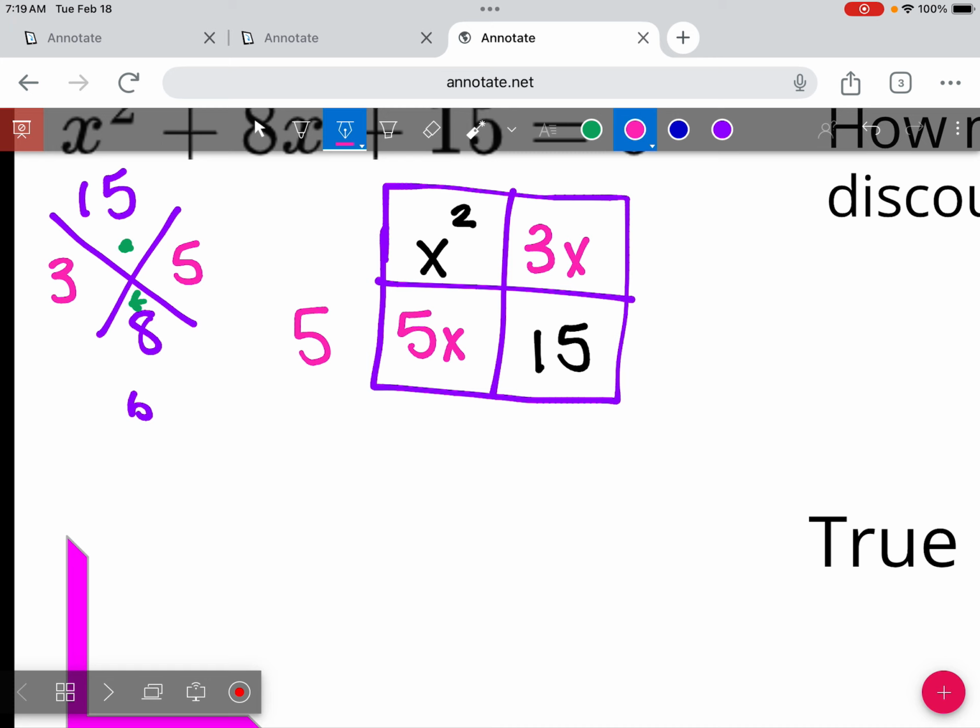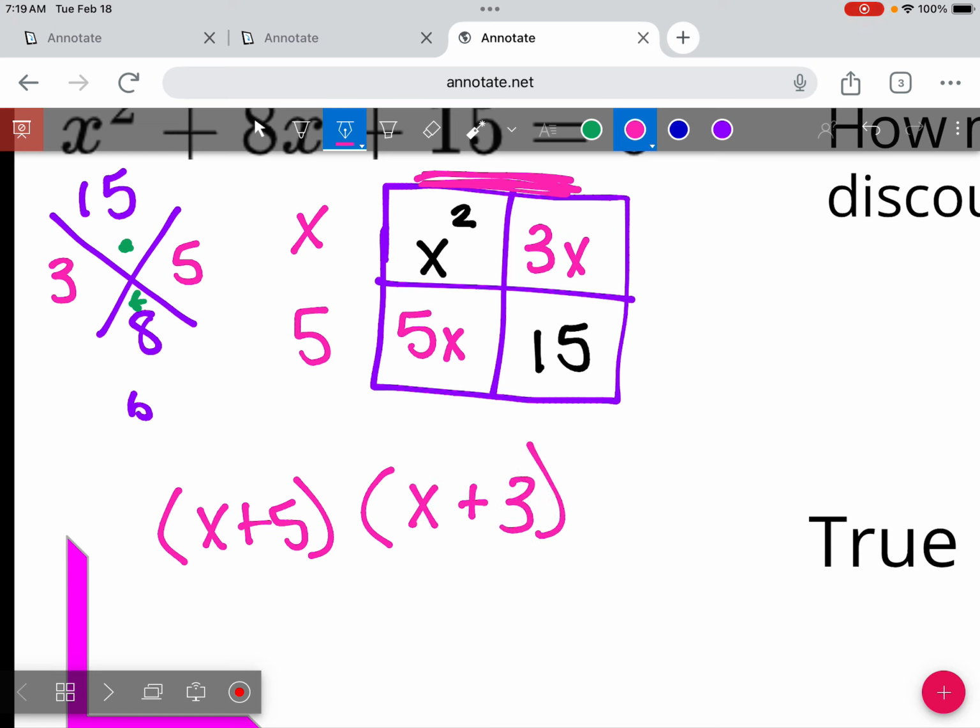Yeah, we get a 5 here, which is also going to give us an x here. So our first factor is going to be just an x plus 5. What's our other factor going to be? What's going to go up here? X and what? 3. Yep. Because that's what's shared between my 3x and my 15. I can take a 3 out.